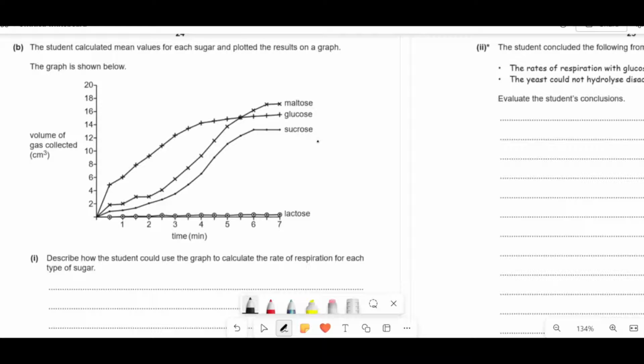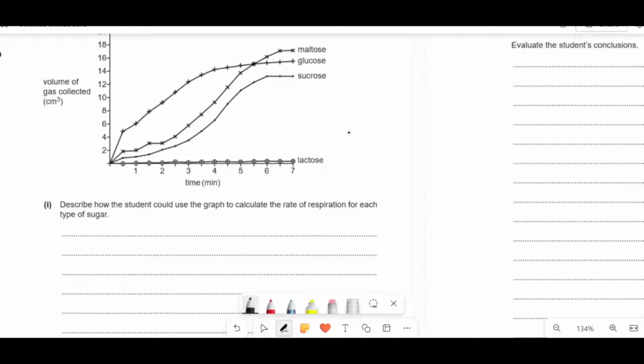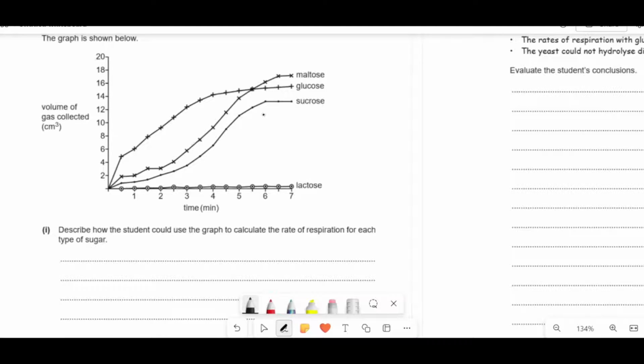Fine. So because they want to look at the rate of respiration and they're using the volume of gas to represent respiration, rate is the change of something with time. So whenever you have a graph, the gradient is your change in y over your change in x, right?